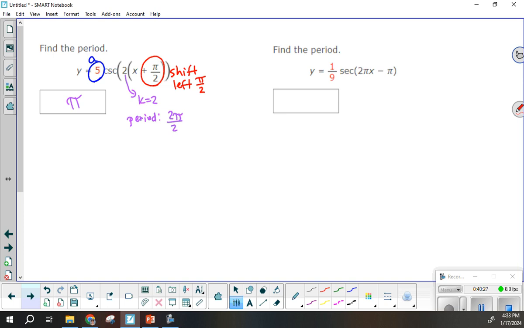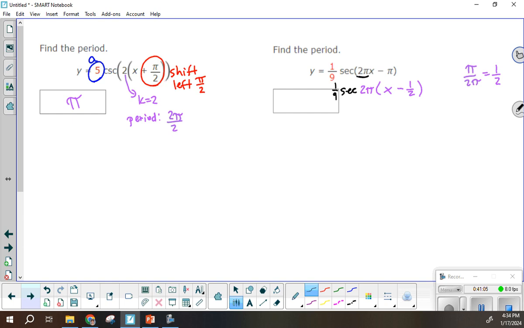Now, this last one, this one looks a little weird, doesn't it? This right here, whatever's in front of the x has to be my k. I have to factor that out. Okay, so if I factor that out, this is going to be a 2 pi on the outside, and I'm going to be left with x minus a half. How is that? Because pi divided by 2 pi is 1 over 2. So that's what this becomes. This is 1/9 secant 2 pi parenthesis x minus a half.